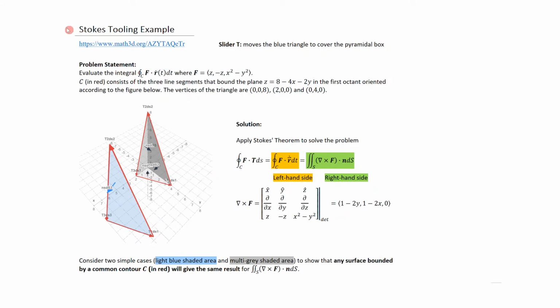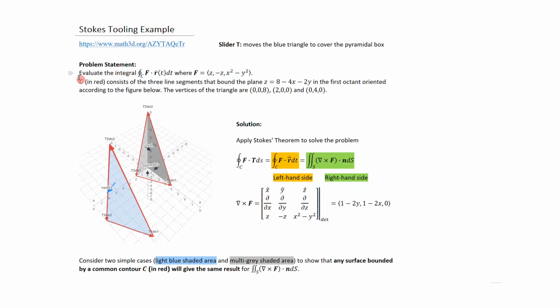All right, so let's consider a Stokes tooling example. The diagrams you see in this slide, you can obtain by clicking on the link here. The slider T moves the blue triangle to cover the pyramidal box. So what I've shown here is this cover, which fits over top of this pyramidal shaped box. I just moved it here to make it clear that it's an upper surface.